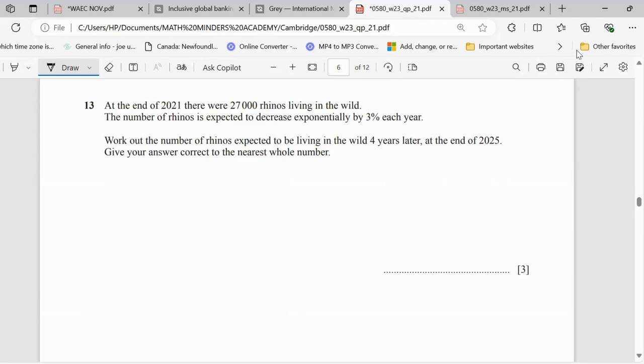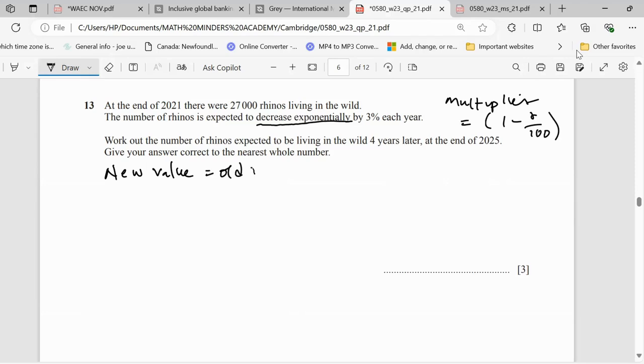So here, because it is decreasing exponentially, our multiplier is going to be 1 minus r over 100. It's decreasing exponentially, so we are going to use new value equals old value times multiplier. And we know what the multiplier is. So we are looking for the new value, which is the value in the year 2025.